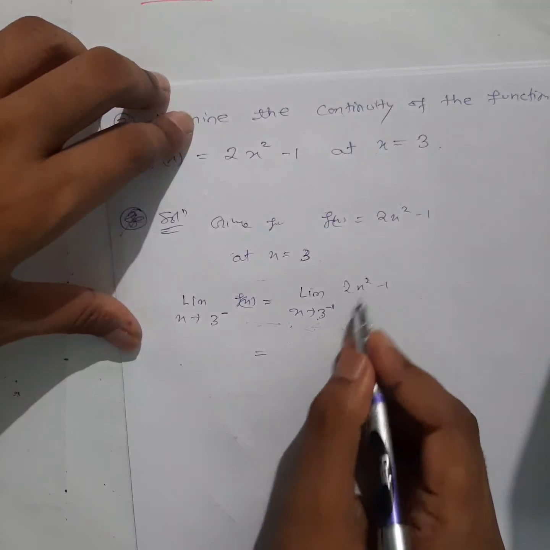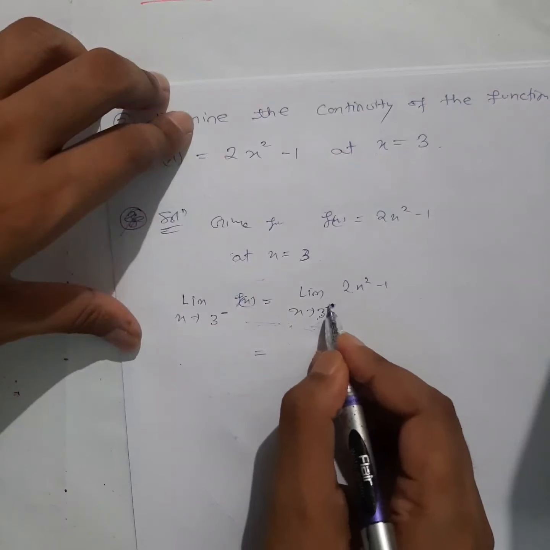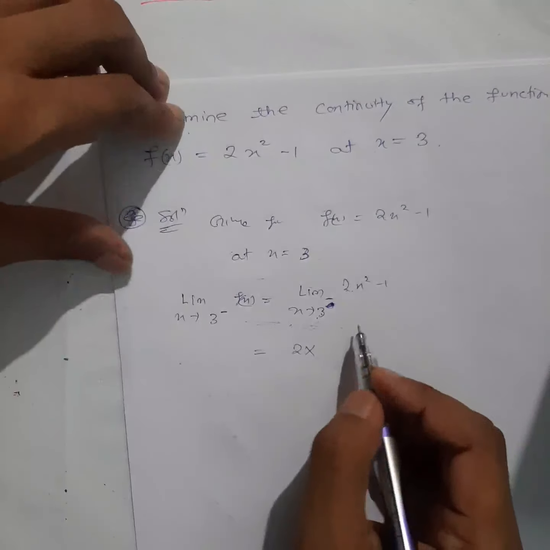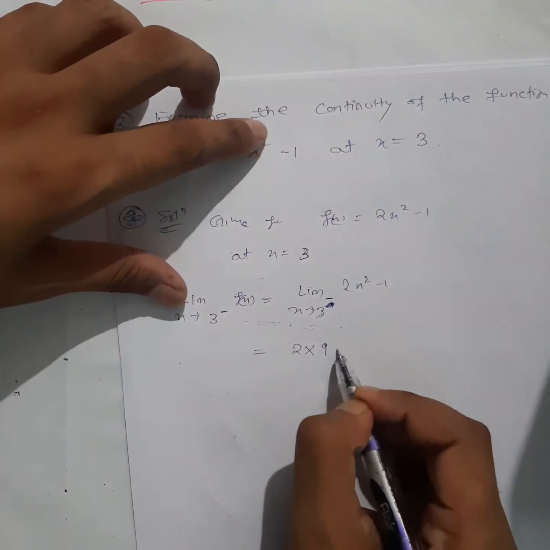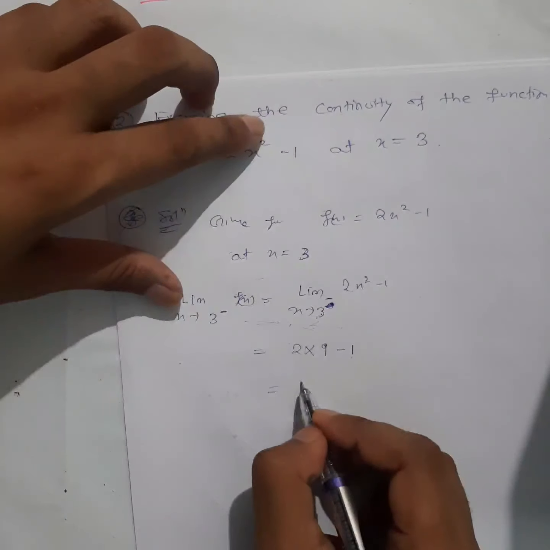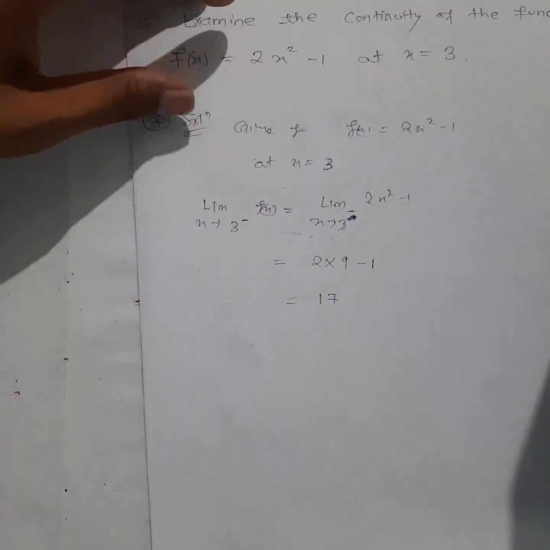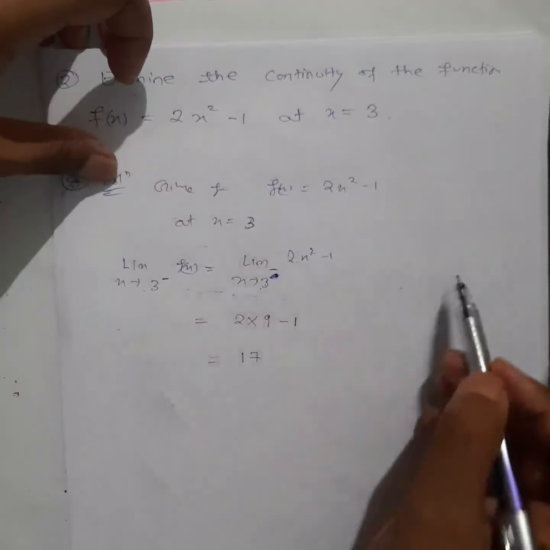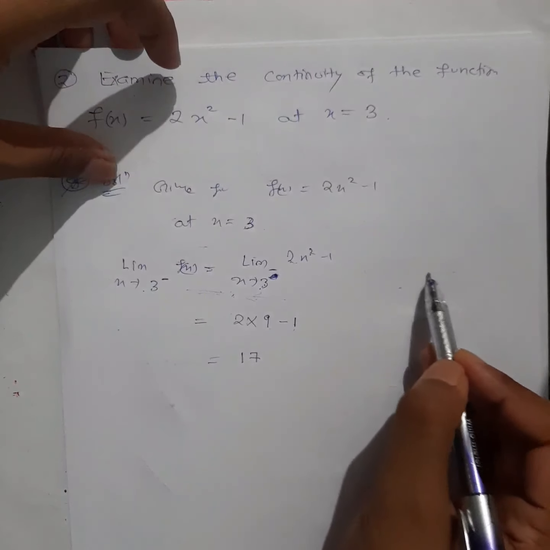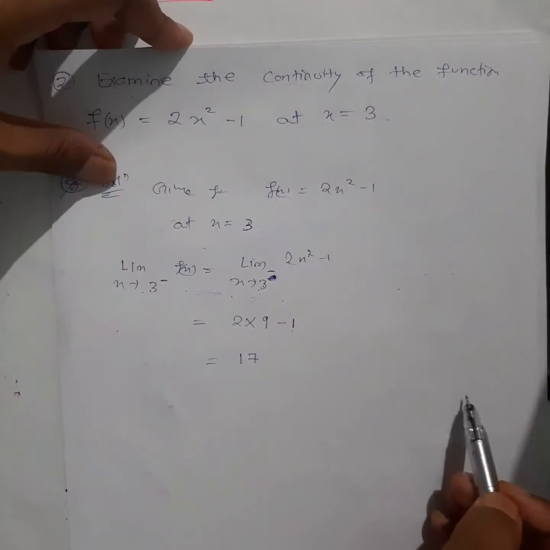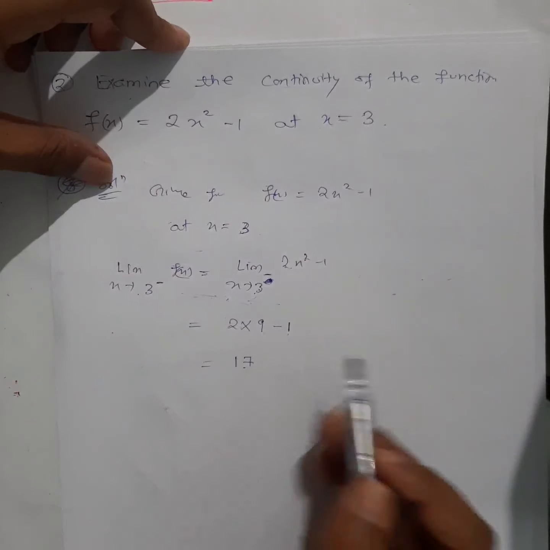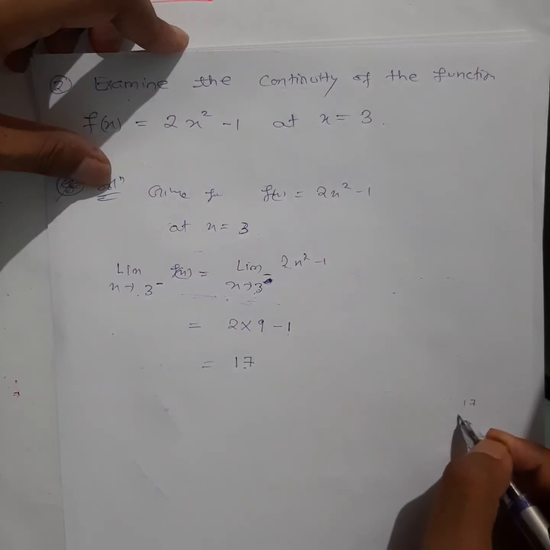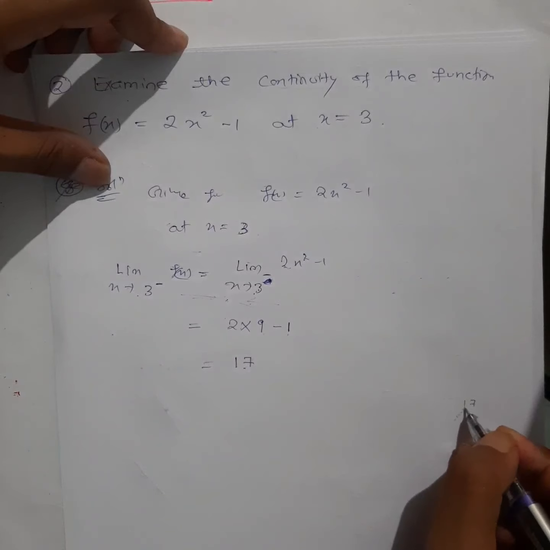So what will it be? If I put 3 here, the minus here is a minus sign only, not an inverse. 2 into 3 squared, what will I get? 3 squared is 9, so 18 minus 1 is 17. So the left hand limit I got is 17. This means, as you approach towards 3, taking all x near 3 on your left, f(x) will get all those values which are very near to 17 on your left. Means it will form this line, right?